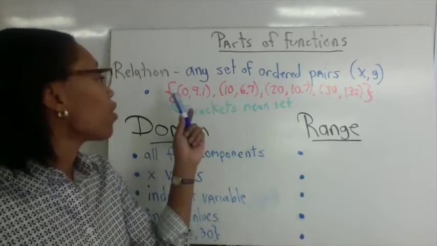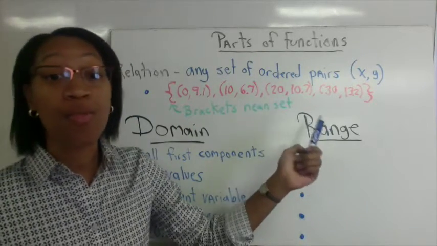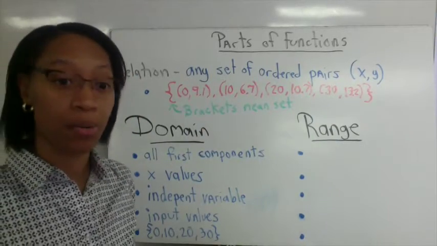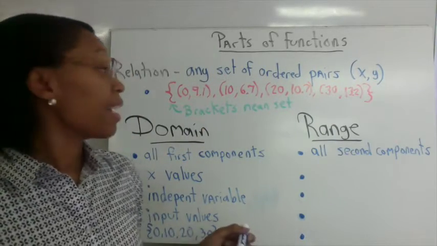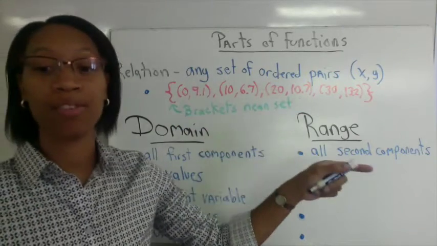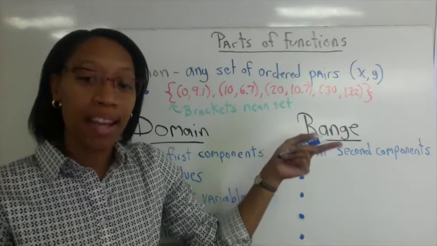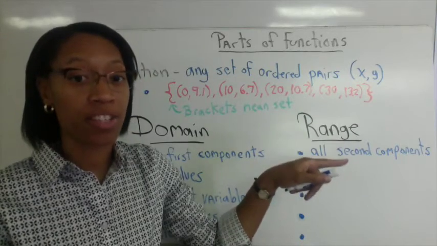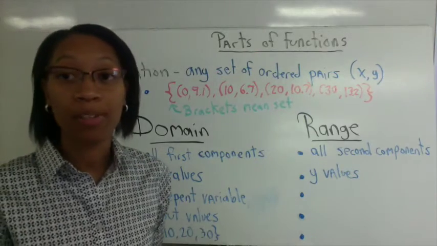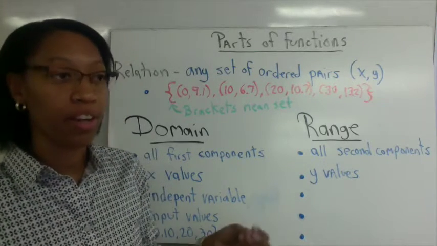So let's compare that to the range. So if the domain is all the first values, then the range is all of the second ones, all the second components. Okay, and the second components here are the y values, aren't they? So the domain is the x values, the range is the y values. And the range are the numbers that we get as the output of the function.